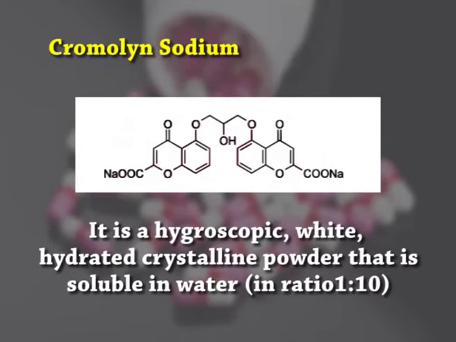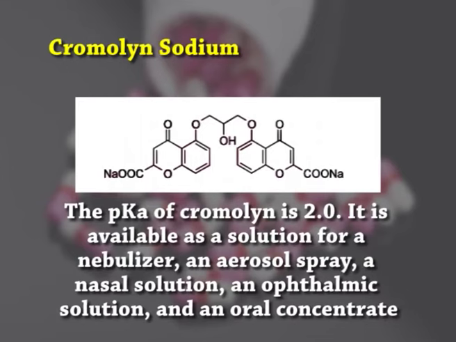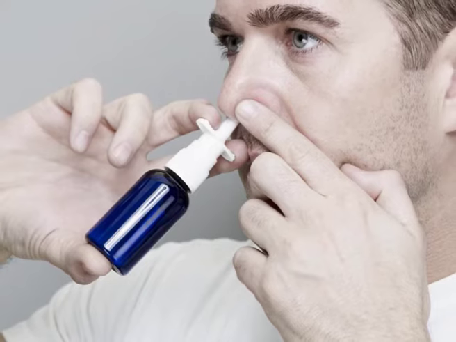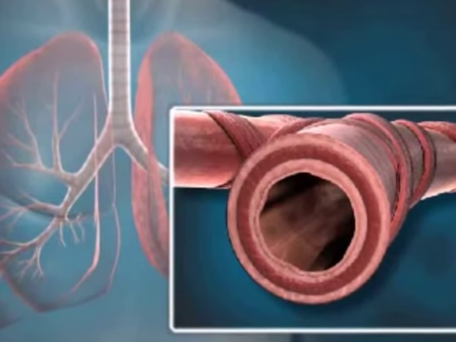It is a hygroscopic white hydrated crystalline powder that is soluble in water in the ratio 1:10. The pKa of cromolyn is 2.0. It is available as a solution for a nebulizer, an aerosol spray, a nasal solution, an ophthalmic solution and an oral concentrate. Nebulized and aerosol cromolyn is used for prophylactic management of bronchial asthma and prevention of exercise-induced bronchospasm.